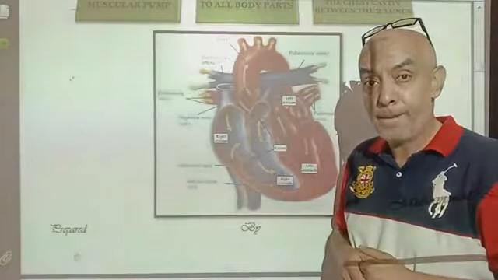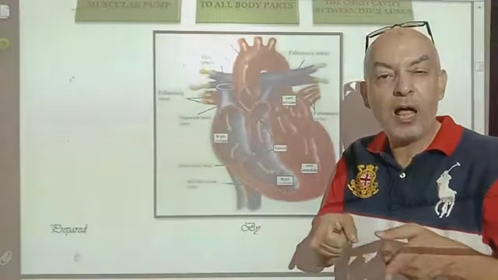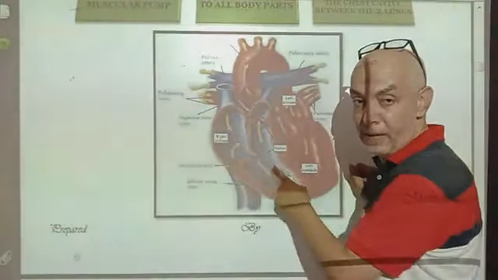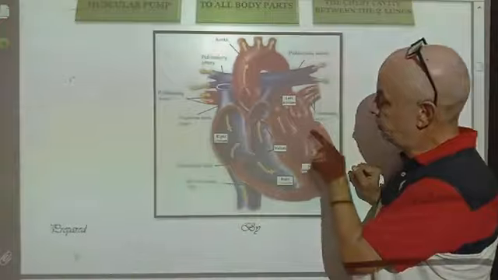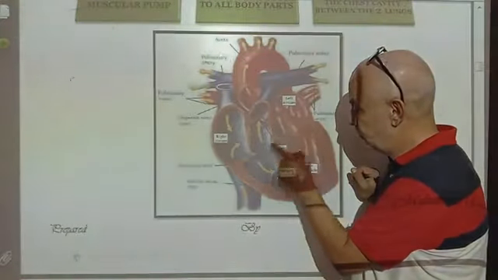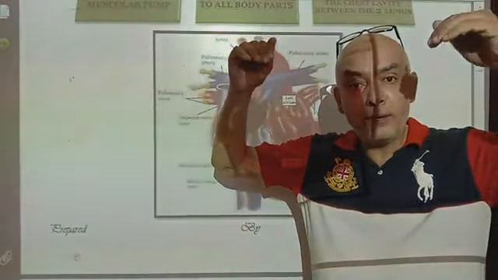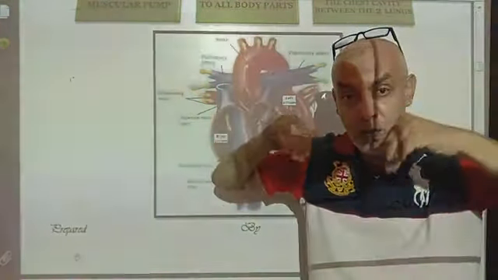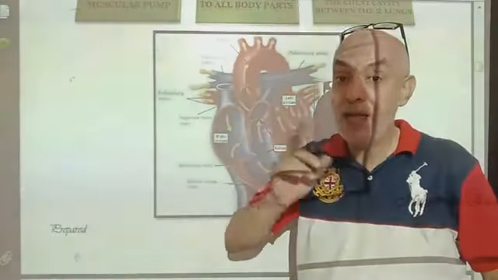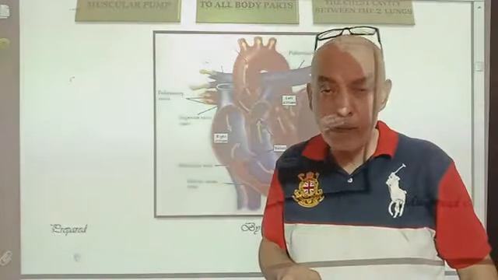Between each chamber, there is a valve, like a door which opens in one direction. Between each atrium and ventricle, there is a valve. The two valves between atriums and ventricles in the heart are responsible for passing the blood from the atriums to the ventricles in one direction, from the top to the bottom, and never returning the blood once again up.